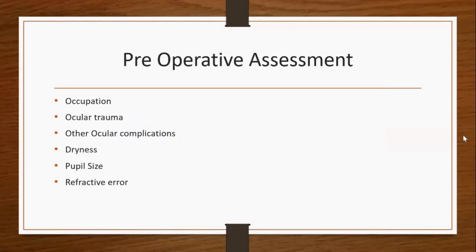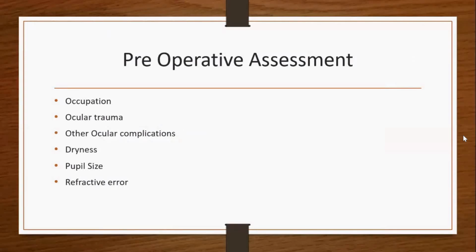Mostly you want to ask the patient's occupation. Nowadays many of the patients, even though they have household work or are housewives, are on computers or on their mobile phones or tabs. So a major thing is we want to ask about their needs, and next to the need is ocular trauma.